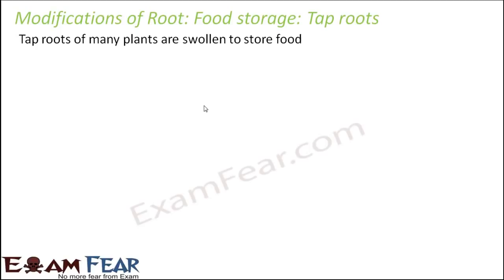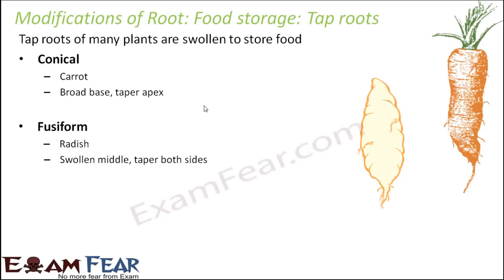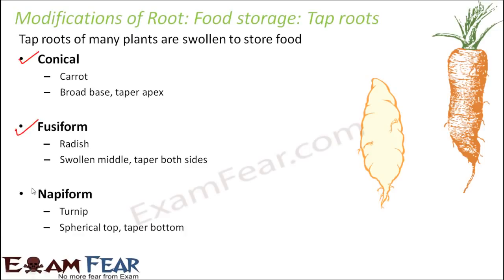And this swollen root takes different shapes in different types of plants. So some of the examples of tap roots which become swollen to store food are conical, fusiform and napiform. So these are three modifications of tap roots to store food. Now in all of these, the tap roots get swollen to store food, but they have different shapes.